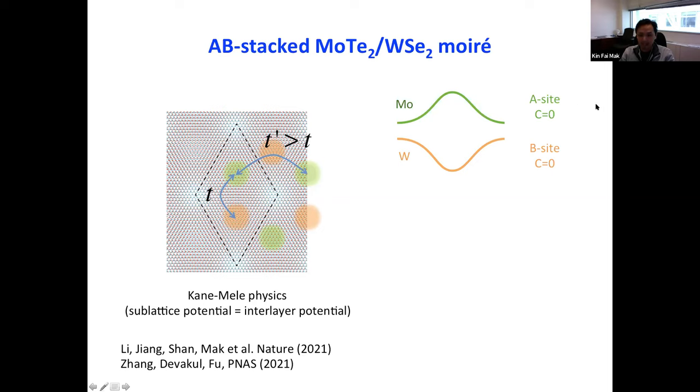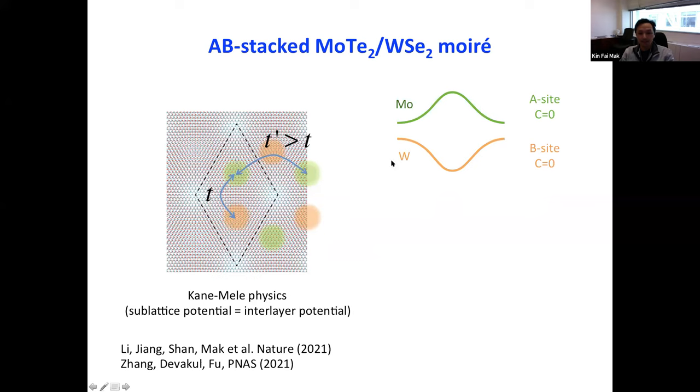and they occupy the A site of a honeycomb. So they form a triangular lattice structure like this. And the next valence band is actually from the tungsten layer. It forms another triangular lattice site. The two together will form a honeycomb like this. So they occupy the B site for the tungsten.